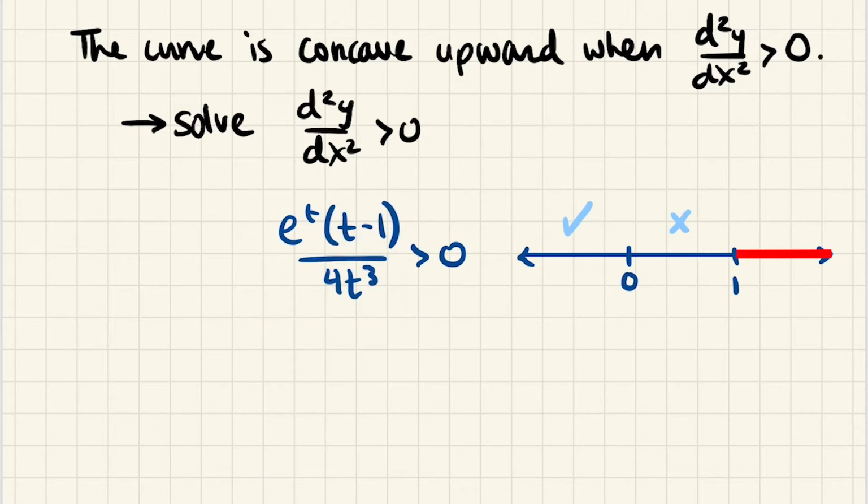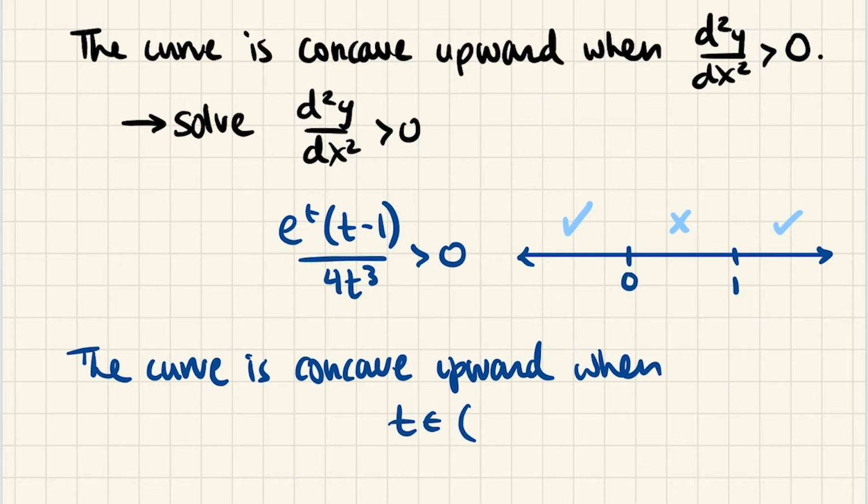And now pick something to the right of 1, like 2 or 3 or 1 billion. And again, we have positive, and 1 billion minus 1 is 1 billion. That's positive over positive, so everything's positive. So these two intervals make the inequality true, which means that the curve is concave upward for those t values. So that's the interval negative infinity to 0 and the interval 1 to infinity.